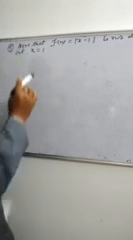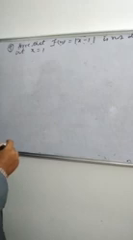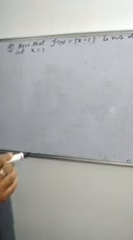Now consider the exercise problem, exercise 5.2, page number 166, question number 9. Prove that f of x equal to mod x minus 1 is not differentiable at x equal to 1. So you have to prove that it is not differentiable. A similar process we have to adopt.